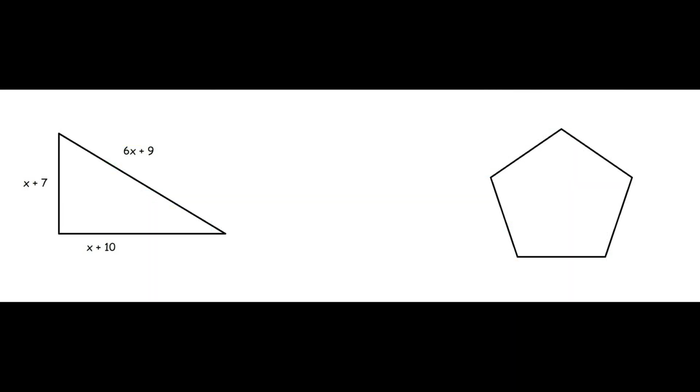Let's move on to the second set of shapes. So here we have a triangle with x plus 7, x plus 10, and 6x plus 9. We're going to add those sides together. So there's our 6x plus 9. There's our x plus 7.